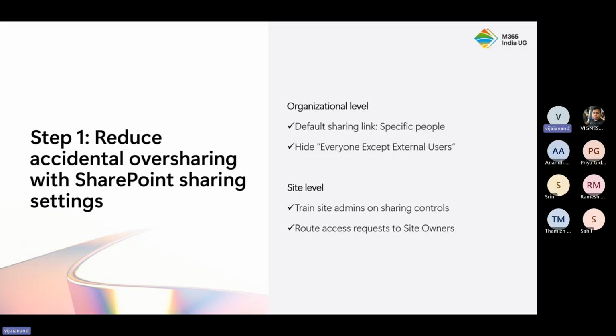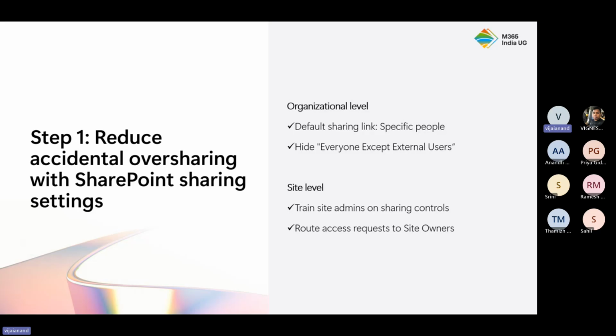Okay, so I've categorized those problems into different steps. Let's go step by step. The first one is how to minimize or reduce accidental oversharing within the Copilot results. It's crucial to understand and implement the best practices around the SharePoint sharing settings, and this needs to be done both at the organizational level as well as at the site level. So first, let's talk about the sharing link at the organizational level.